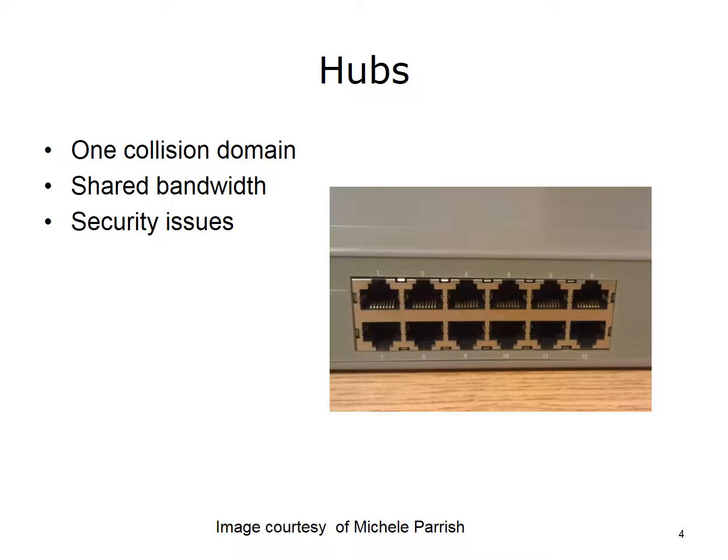Another problem with hubs is that bandwidth is equally shared among all active ports. If the bandwidth coming into the hub is 10 megabits per second, and there are 5 active ports, then each port has access to 2 megabits per second. The ports are all part of one collision domain, which means that all devices connected to those ports must compete with each other to have access to the network.